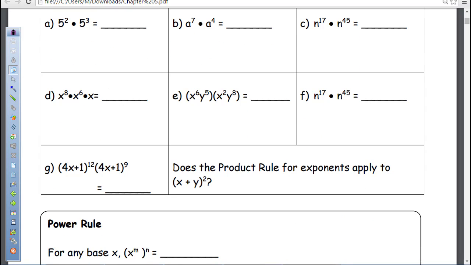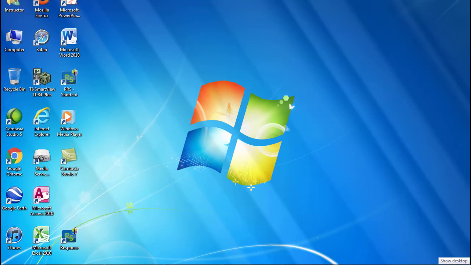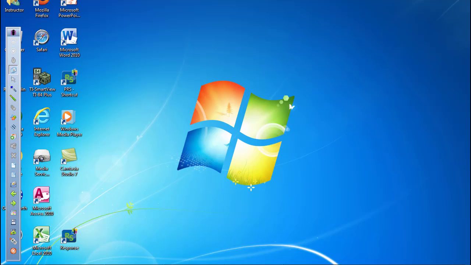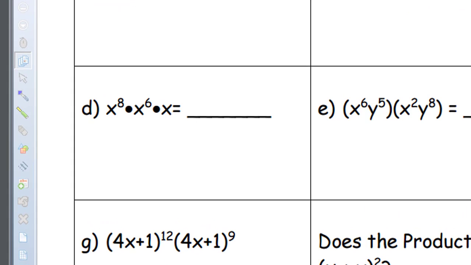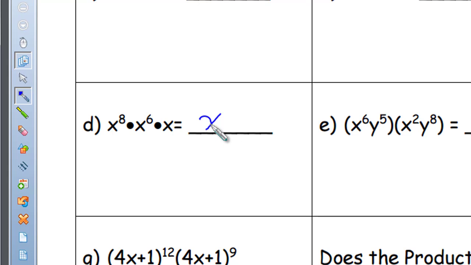Okay, in D, we've got multiple terms or factors. These are factors, not terms, because they're separated with multiplication. But we can still use the rule. So in this case, we're going to have x to the what? Very good. Because remember, the exponent on that last x is understood to be 1. So if we add 8 plus 6 plus 1, we get 15.